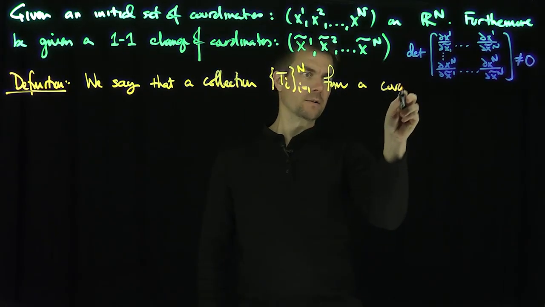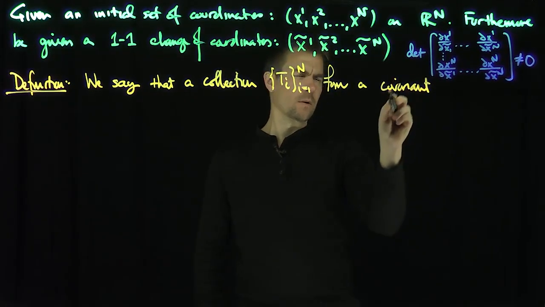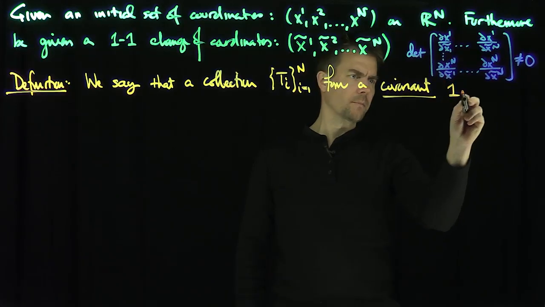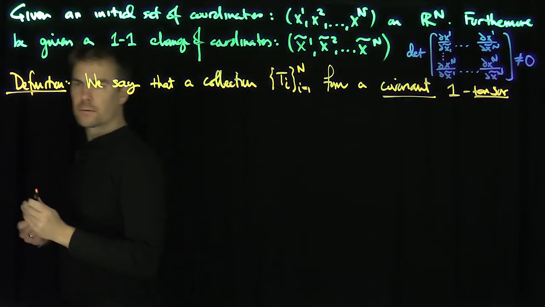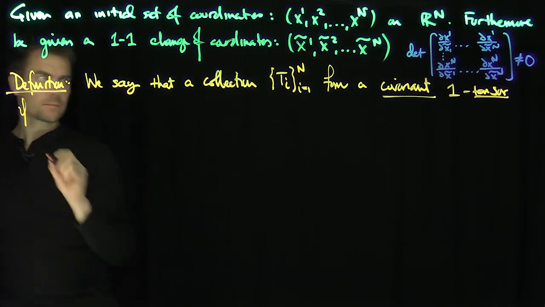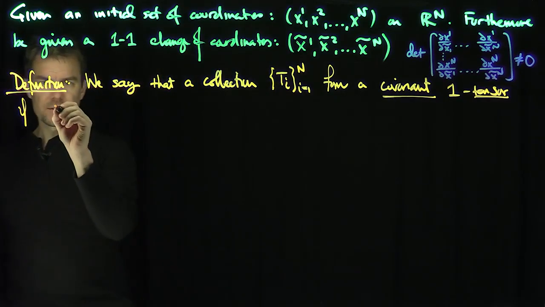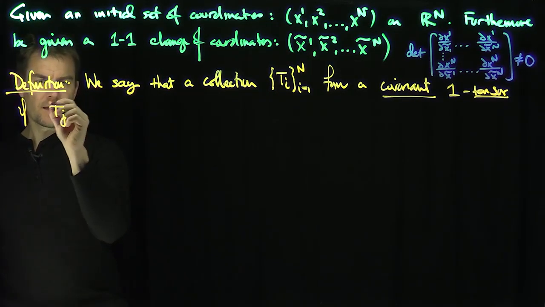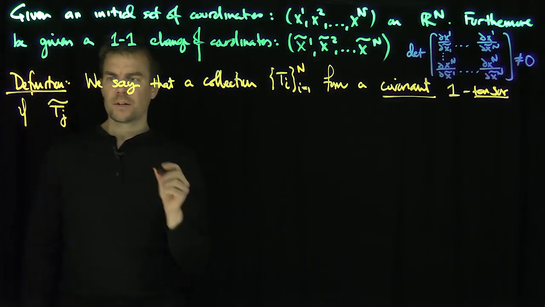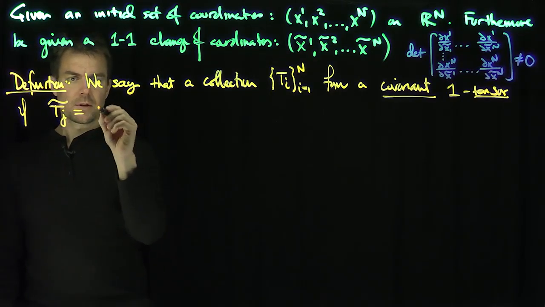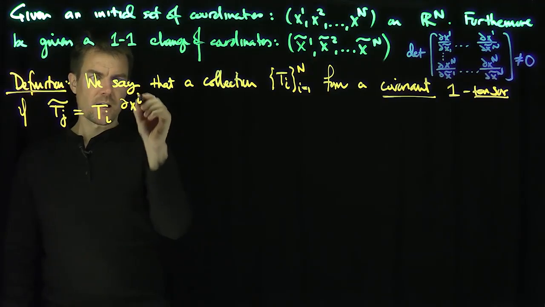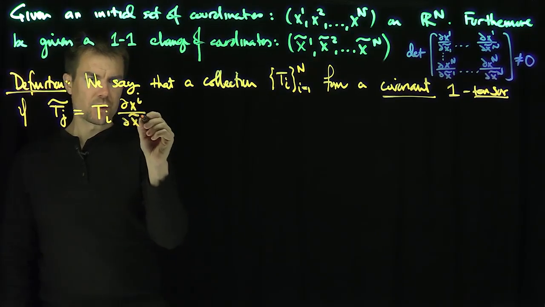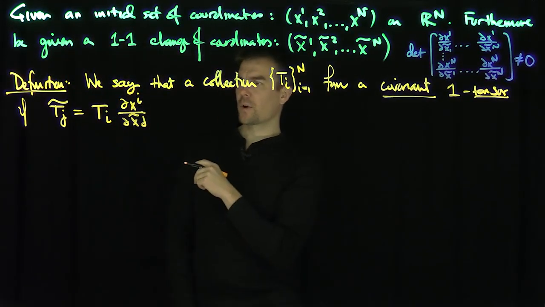form a covariant one tensor if I'm going to write this as Tj tilde. Tj tilde is going to be Ti, and then partial xi, partial xj tilde like this, okay?